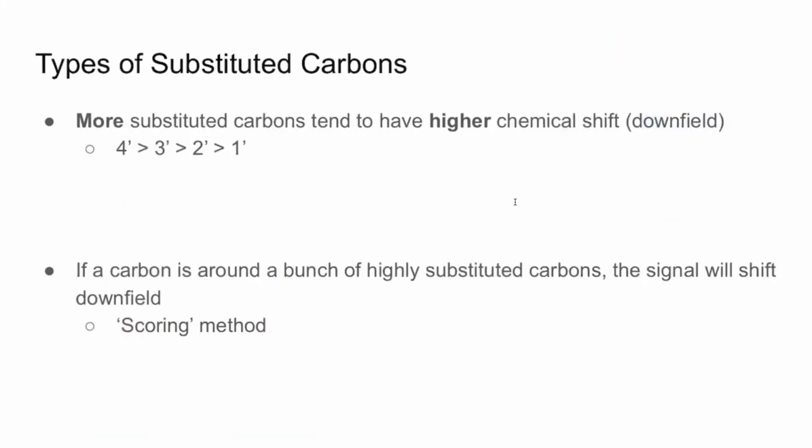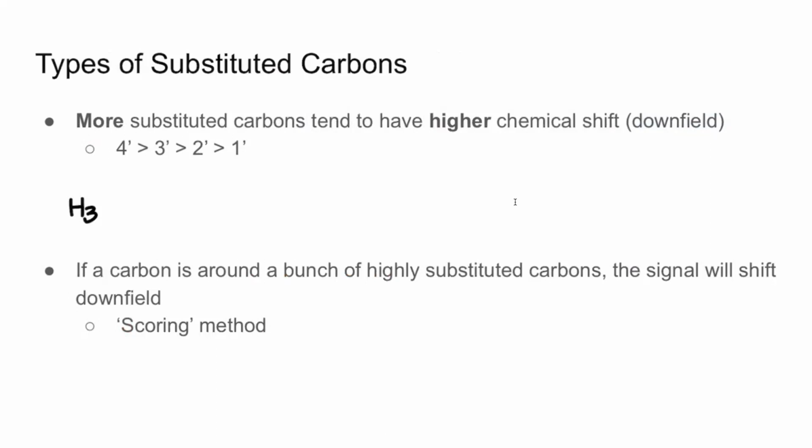So the next factor we talked about is going to be our type of substituted carbons. And essentially, like last time, there are going to be 2 parts to this. One is that more substituted carbons tend to have a higher chemical shift. So the general methodology is that quaternary carbons are going to have a higher shift than tertiary, which is higher than secondary, higher than primary. Let me go ahead and draw that out for you.